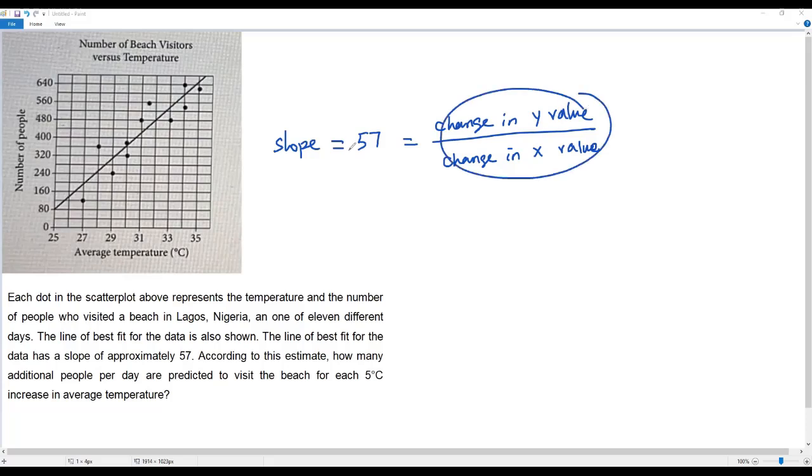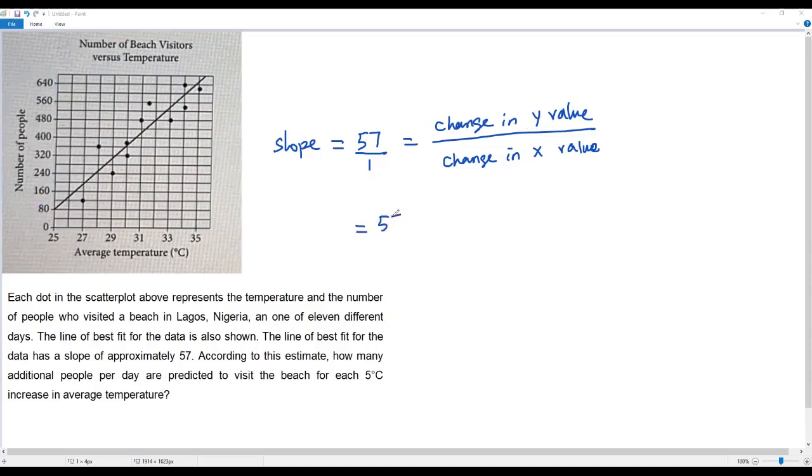Since we have a fraction over here, we can write this 57 also as a fraction by taking denominator 1. So that is, for each increase in the value of x, the y value increases by 57. This is what we have to understand from the given slope. Usually we represent the vertical axis by y and the horizontal axis by x. But instead of y, what do we have on the vertical axis over here? We have number of people.